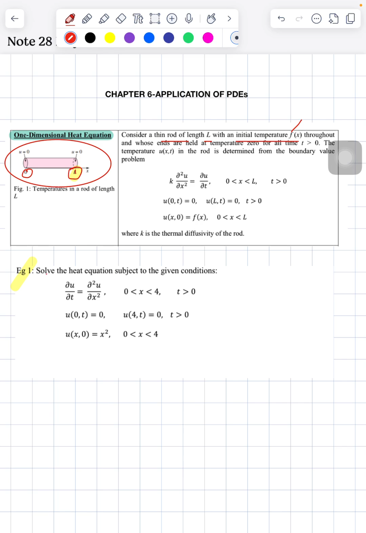At t greater than 0, the temperature at the ends are held at 0. So the temperature u(x,t), meaning u as a function of x and t in the rod, is determined from the boundary value problem. This is the second order PDE, with k here being the thermal diffusivity of the rod.